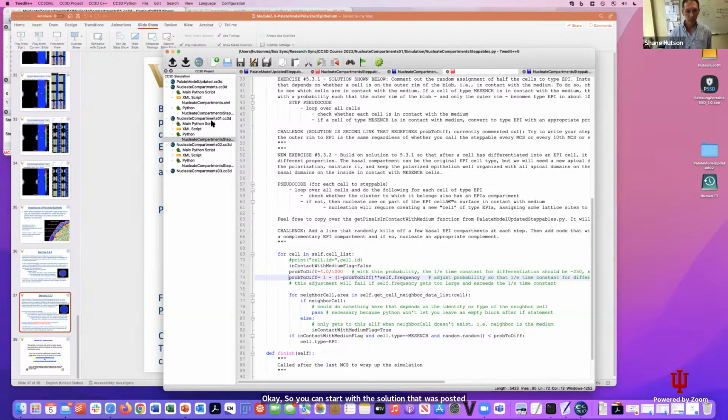Okay, so you can start with the solution that was posted. Nucleate compartments 1 and nucleate compartments 2 is where the solution is, if you want to cheat and go ahead. But if you want to try to work on it yourself, I'll give you a couple of minutes and then we'll look at the solution in nucleate compartments 2. Nucleate compartments 1 does have the exercise written into it, so you can see it at the same time you're looking at the code.